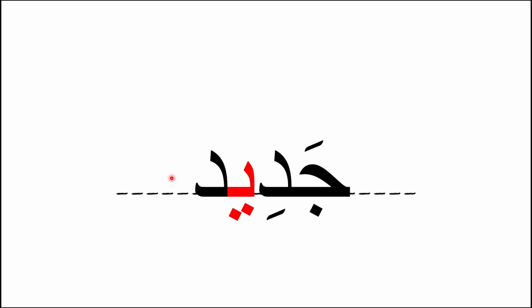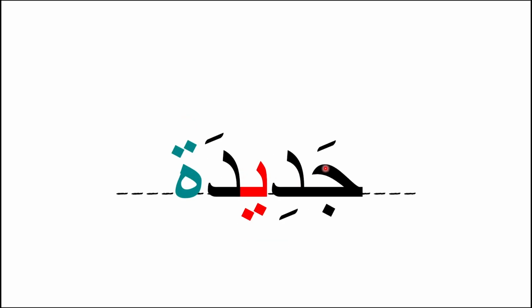Now let's look at this word. We have seen this one before. This is jadid, and we said jadid means new. However, we only use jadid with masculine nouns. But if I want to describe a feminine thing as being new, then I would add a ta marbuta to it, and it would be jadida, with a ta marbuta.